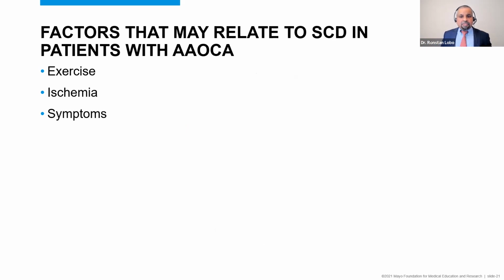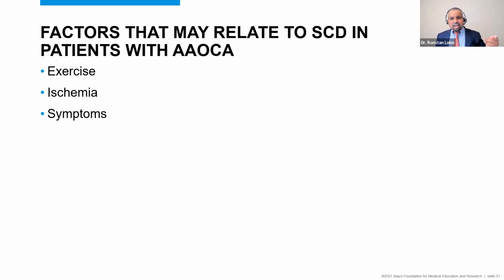Autopsy series have suggested that most patients die during or in close temporal association with exercise. The series have also demonstrated myocardial fibrosis in a significant number of patients whose deaths were attributed to AAO-CA, suggesting ischemia plays a role. However, other data indicate that a normal stress test does not preclude SCD, or sudden cardiac death. And in fact, it is often the case that stress testing is negative.